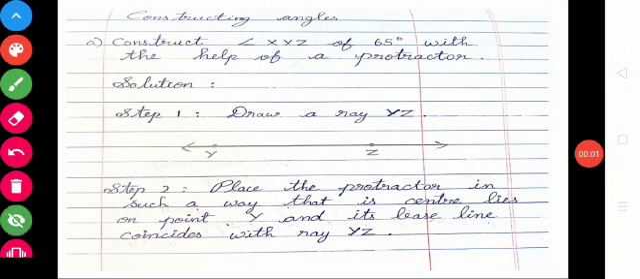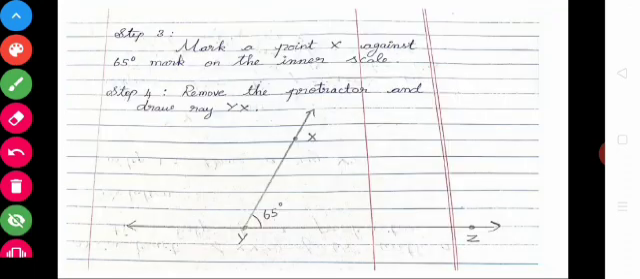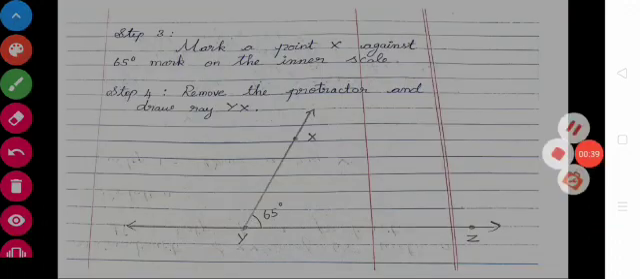Next one is constructing angles. Construct angle XYZ of 65 degrees with the help of a protractor. Step 1, draw a ray YZ. Step 2, place the protractor in such a way that its center lies on point Y and its baseline coincides with ray YZ. Step 3, mark a point X against the 65 degree mark on the inner scale. Step 4, remove the protractor and draw a ray YX.